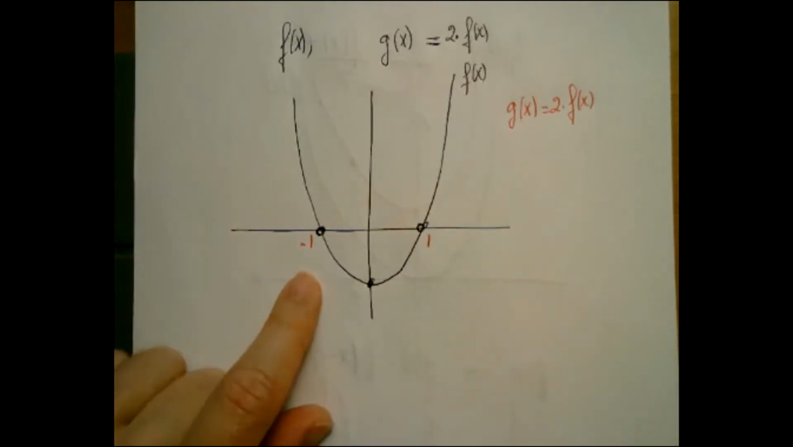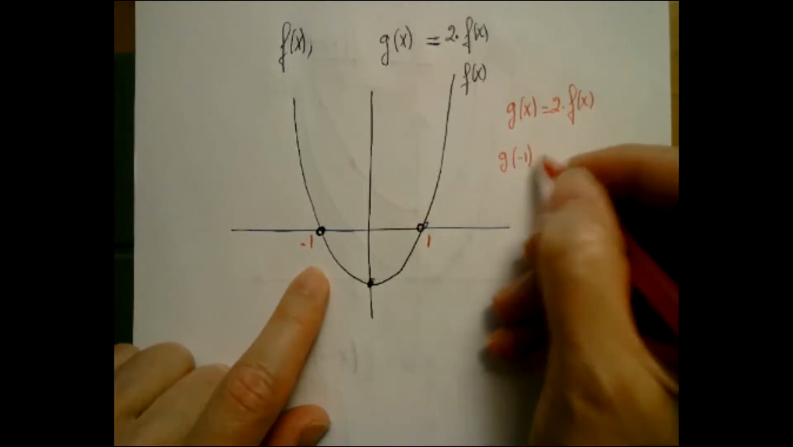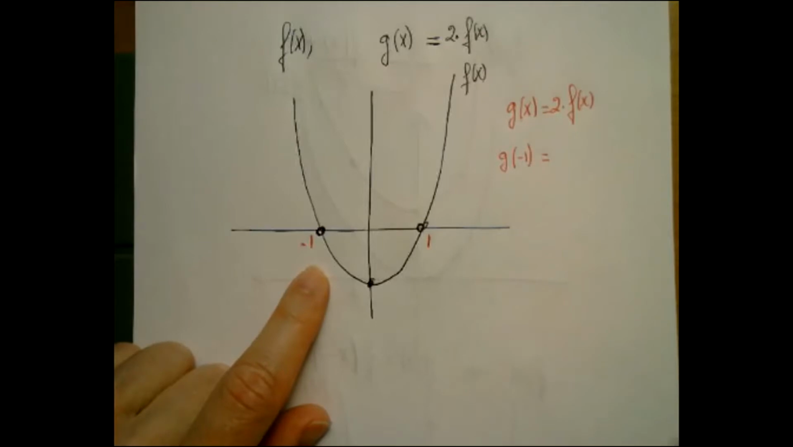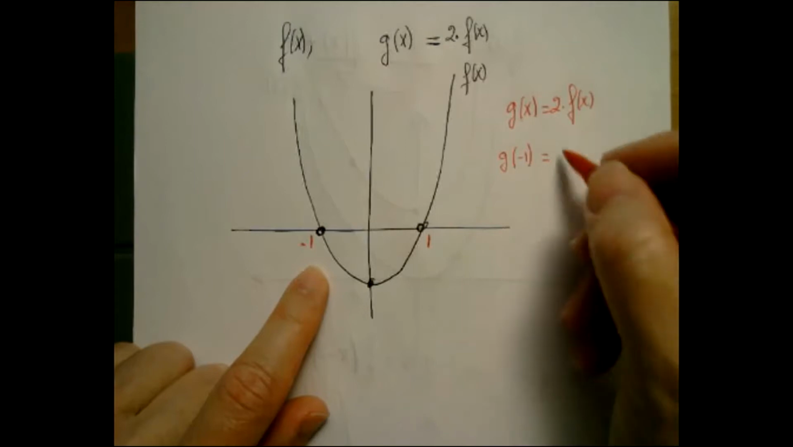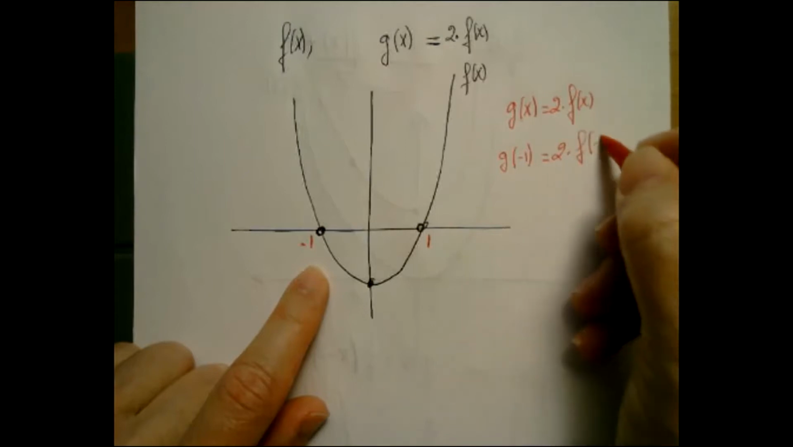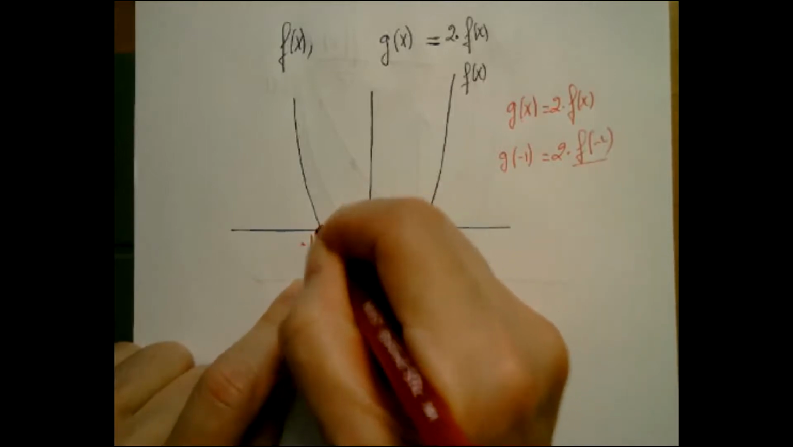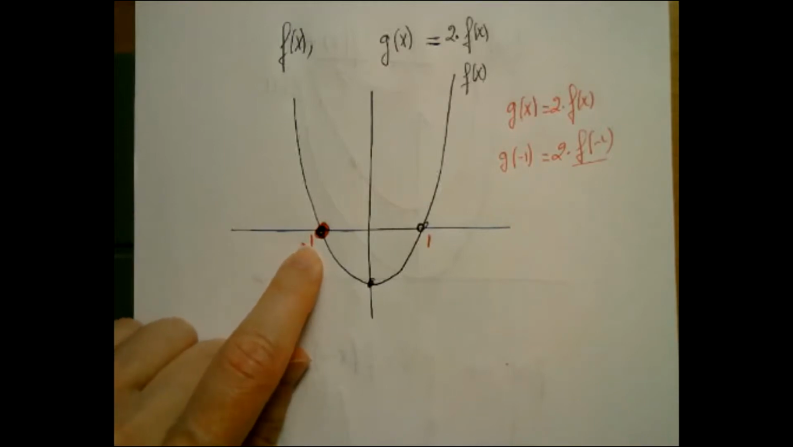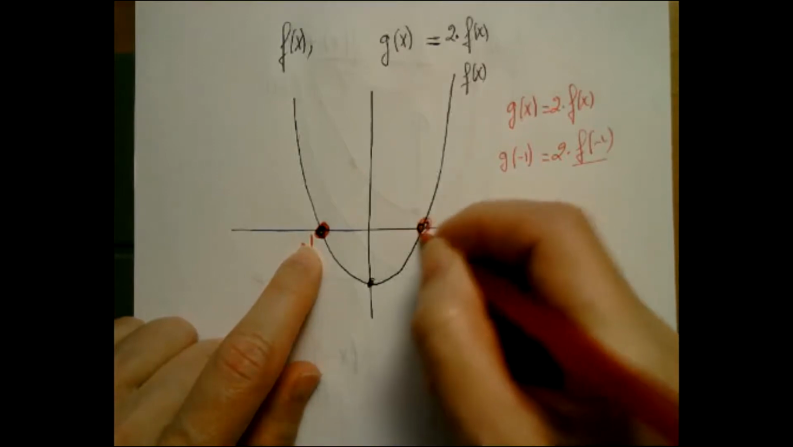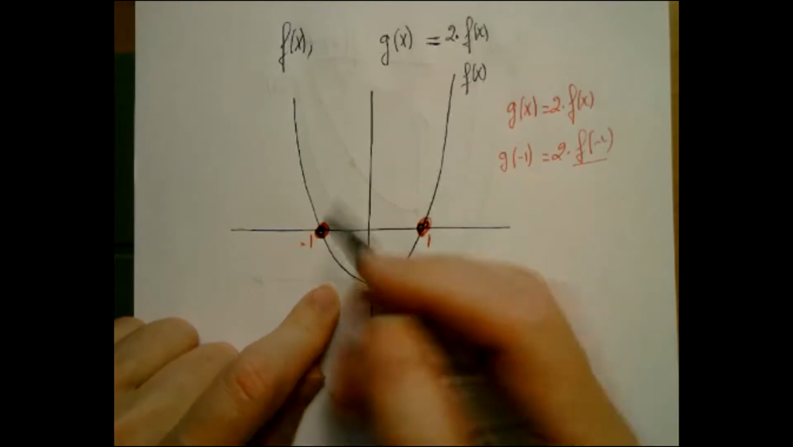What does g of minus 1 equal? I'm going to graph g intuitively. It's 2 times what f takes at minus 1. Now, f is 0, and when you multiply by 0, it stays 0. So when f is 0, g will be 0 because we multiply it by 2. At 1, again, it's going to be 0.